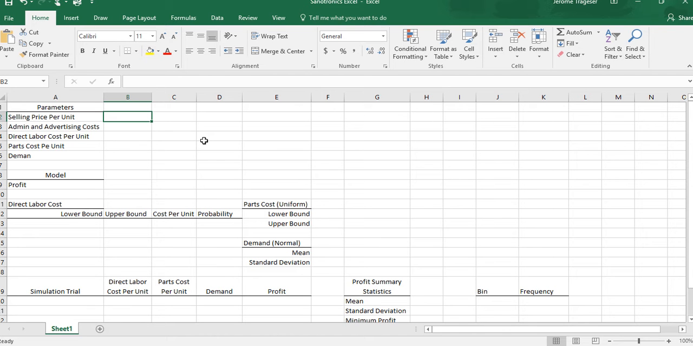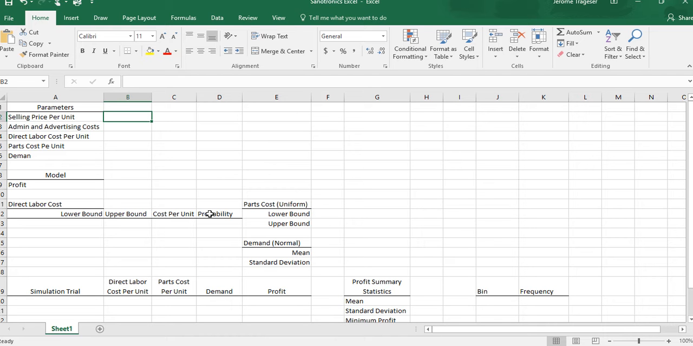In this example, we're going to take a look at the Sanotronics simulation problem in Chapter 16 of our book. Take a second and either download the workbook off of Moodle or go ahead and begin to set up your workbook like I have on the screen here. We're going to break this problem into the 4 parts that they did in the book.